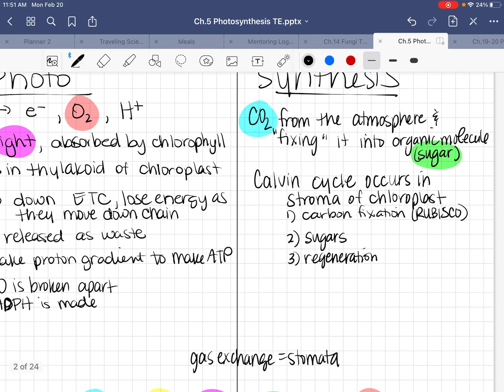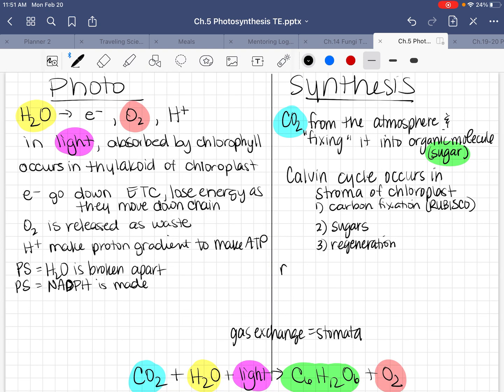This part over here, our synthesis reaction, is responsible for growth of the plant. So that CO2 is the source of growth. So the CO2 to sugar, that's what we're talking about. That's why that one's responsible for the growth of the plant.